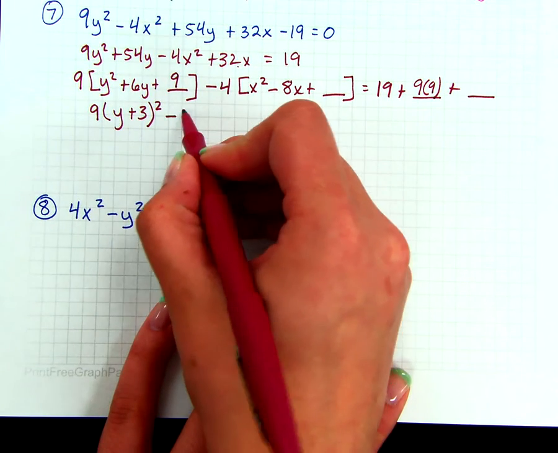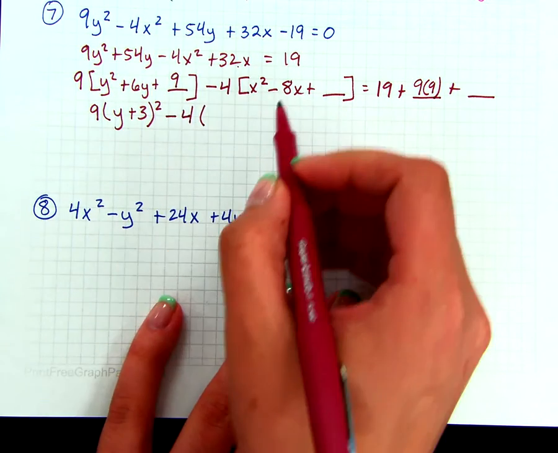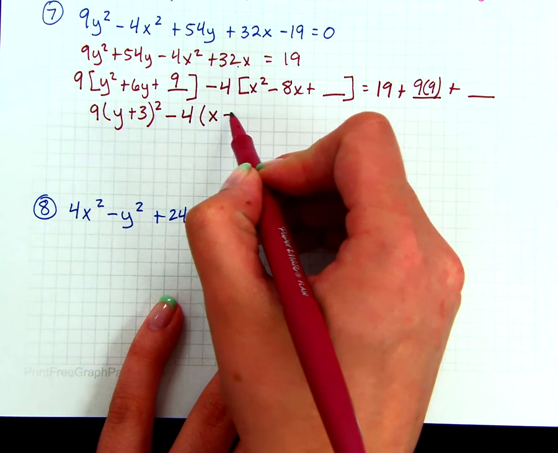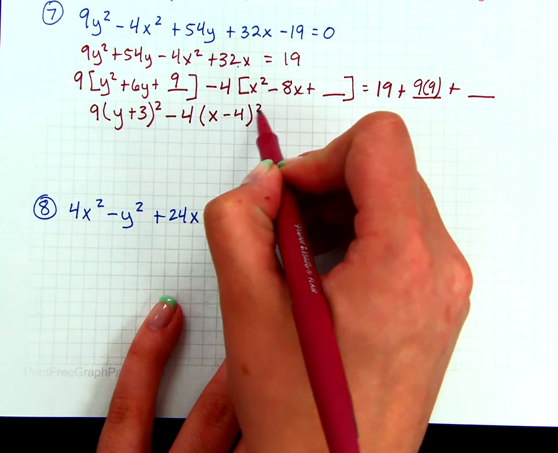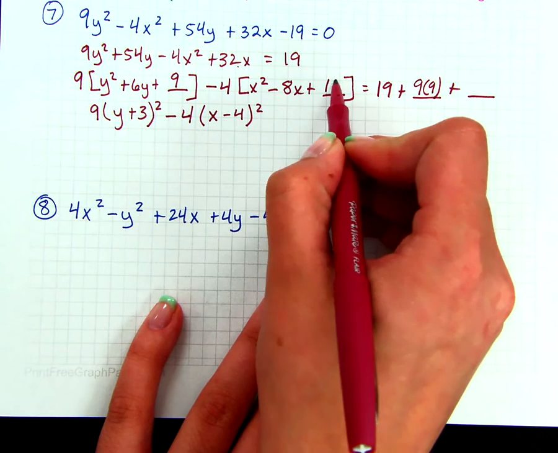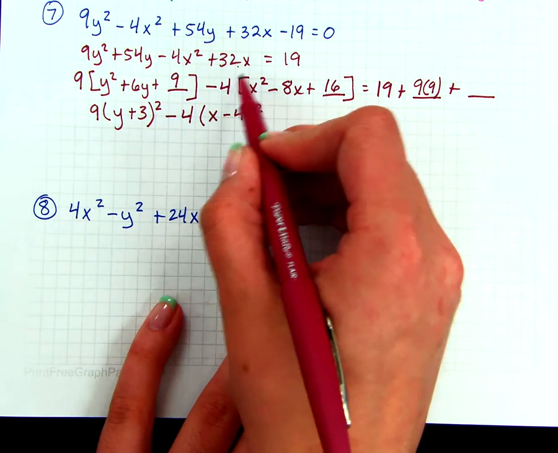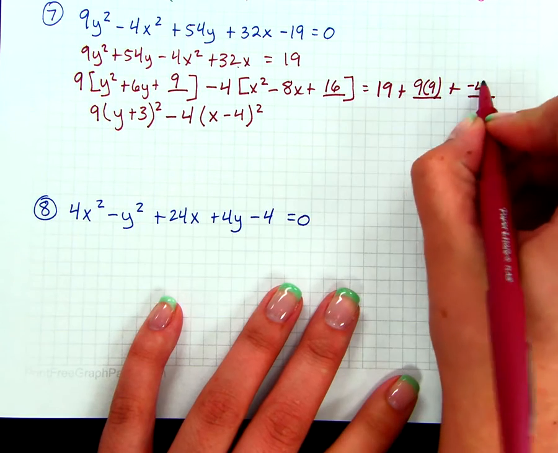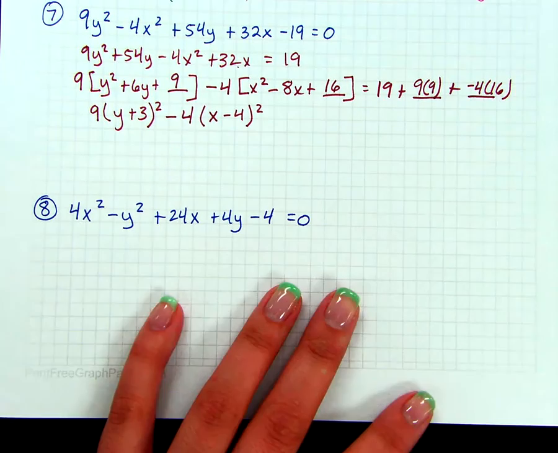And then we go to the next one and do the same. So we'll have minus 4, and then parenthesis. And then negative 8 divided by 2 is negative 4 squared. Negative 4 squared is 16. So again, we're taking negative 4 times this entire group. So on this side, I'm going to write negative 4 times 16.